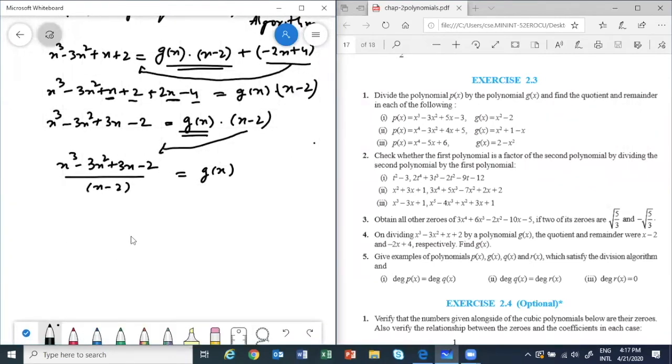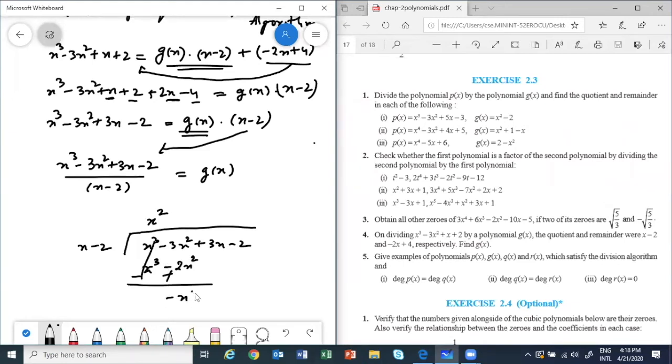Since we want to find g(x), what will we do? We will divide our x cube minus 3x square plus 3x minus 2 by x minus 2. Try to divide it and find the answer. So we will take x square. So x cube minus 2x square. Change the sign. This goes. We are left with minus x square plus 3x minus 2. Proceed in this way.